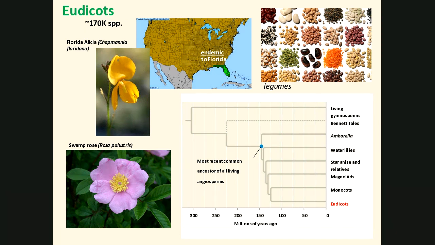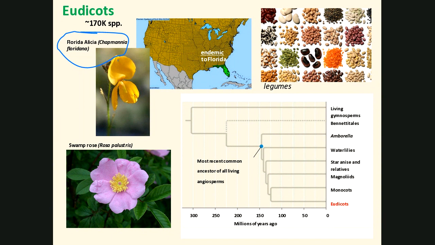The legumes belong in this group. Florida Alicia, Chapmannia floridana. I see these on campus, and it doesn't really look like much. You're walking around campus, you see this little yellow flower, but what's interesting about the Florida Alicia is they're endemic to Florida, and that's something that's very fortunate about living here in Florida. We actually are around a lot of endemics.